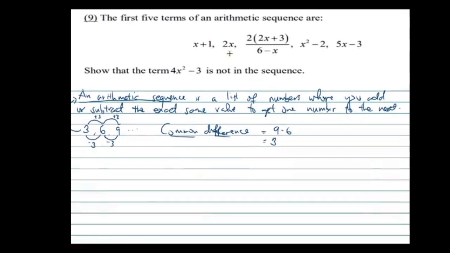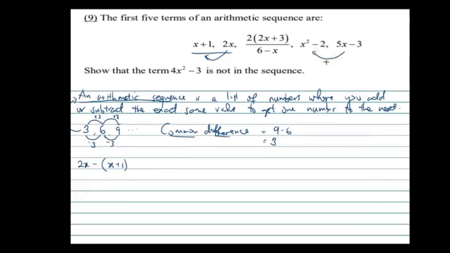So I'm going to pick the first 2 consecutive terms, which are x plus 1 and 2x. Since I'm coming backwards, I'll subtract. So I'll pick 2x minus (x plus 1). This is the common difference. And because we know it will be the same regardless of whichever consecutive terms we pick, I would want to pick the last 2 terms.